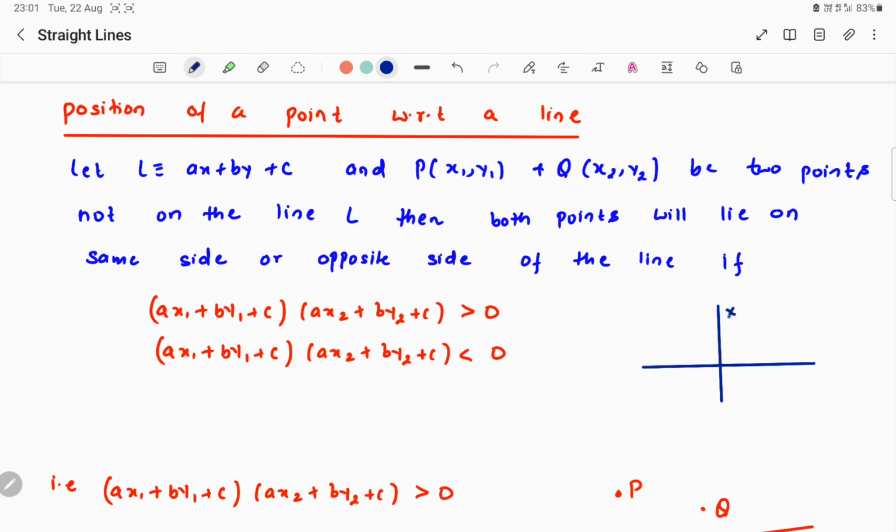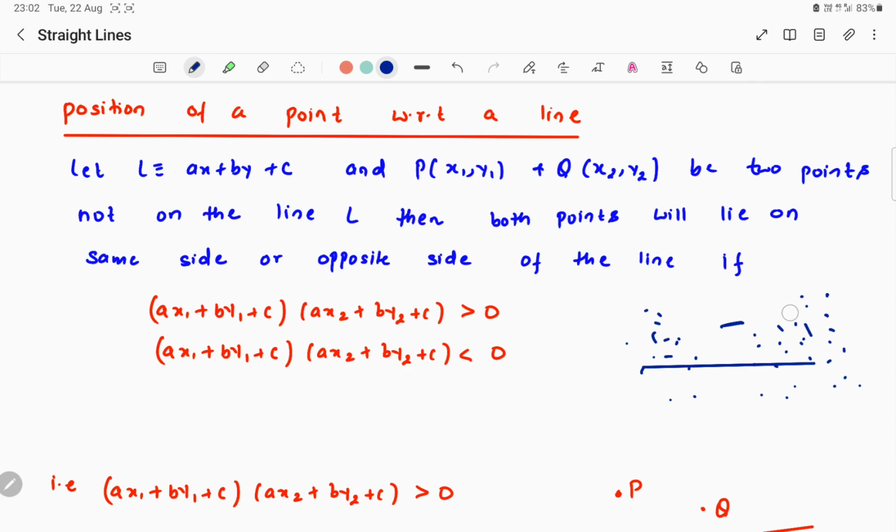Negative value. The best example to understand this is the y-axis. What is the equation of the y-axis? x equal to 0, isn't it? You take any point on this side, and all these x coordinates will be positive. So when you substitute into the expression, which expression? ax plus by plus c, you will see that all will give you a positive answer. And if you take all the points on this side, the x coordinates are negative, so all these values will give you a negative value.